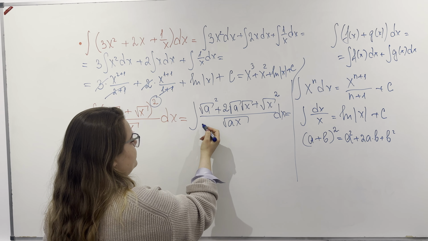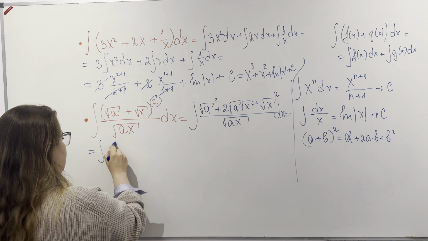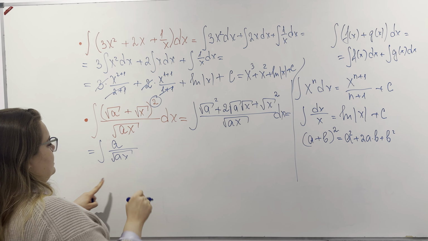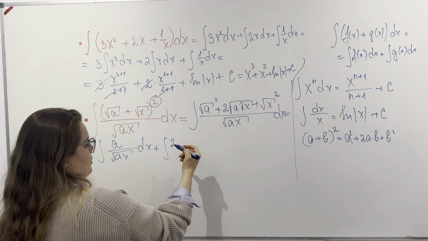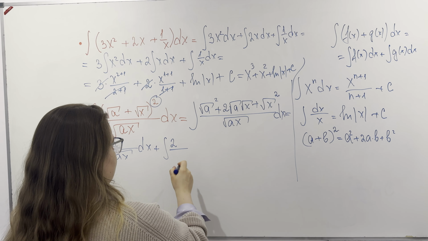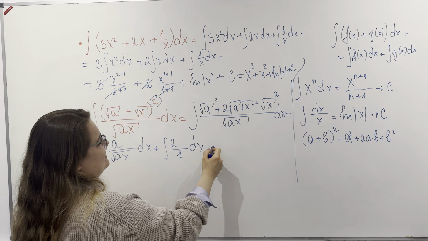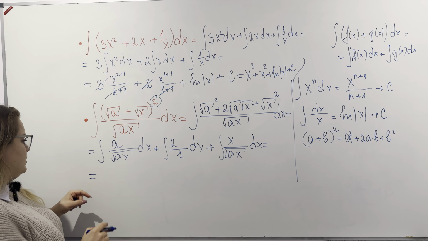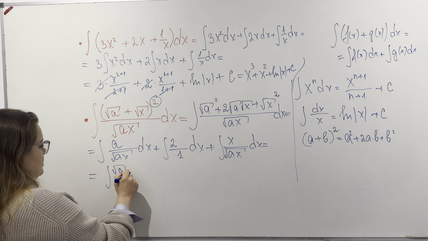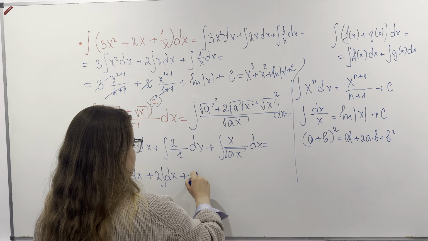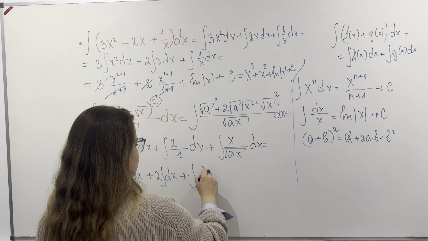So next we need to divide this line into 3 parts, 3 integrals. It will be equal to integral of square root of a divided by square root of x dx plus 2 divided by, well, nothing, 1 dx plus integral of x divided by square root of a multiplied by x dx. And what else we can do? We can see that here we will have square root of a divided by square root of x dx plus 2 integrals dx plus integral of square root of x divided by square root of a dx.